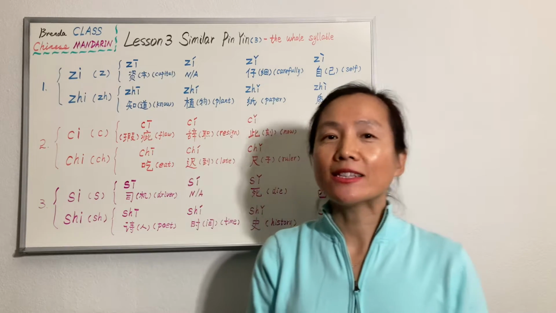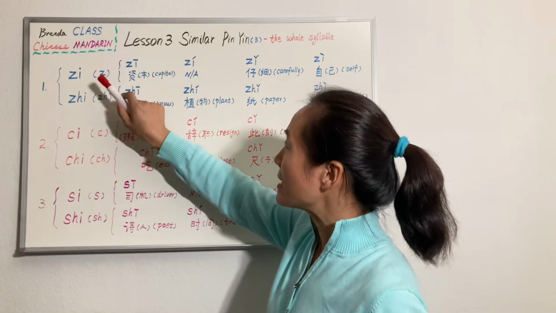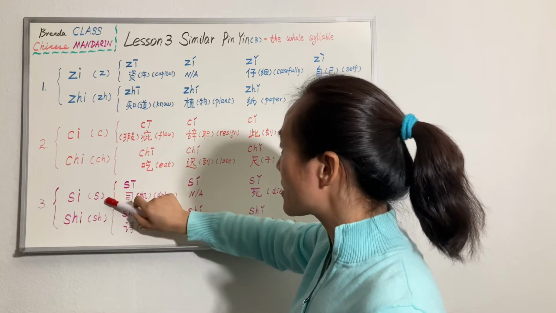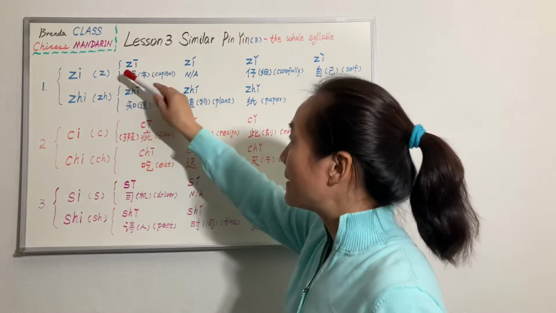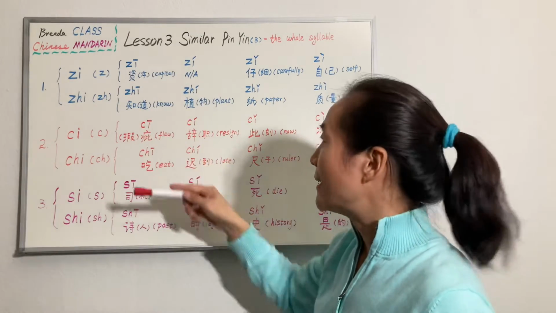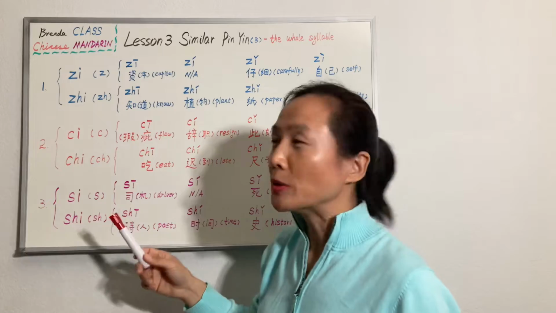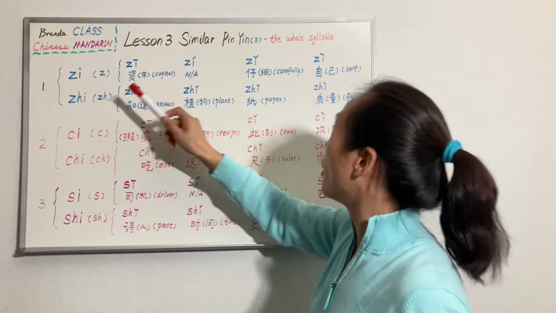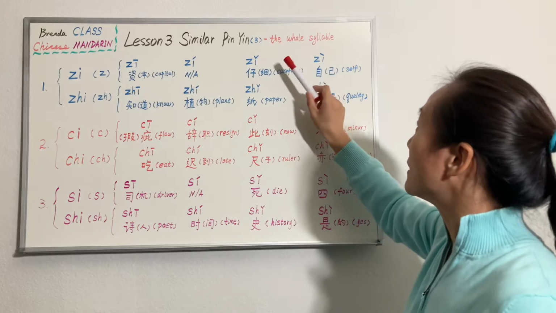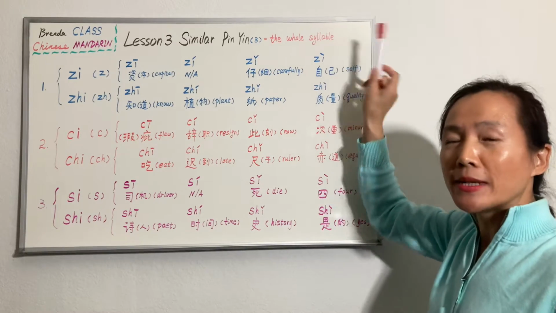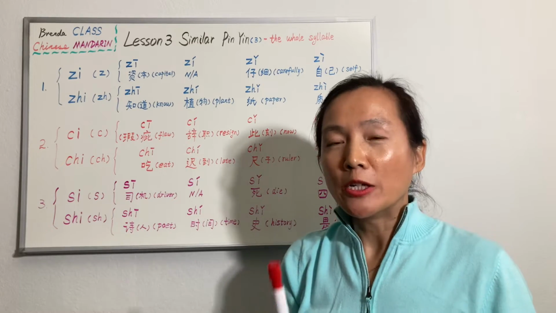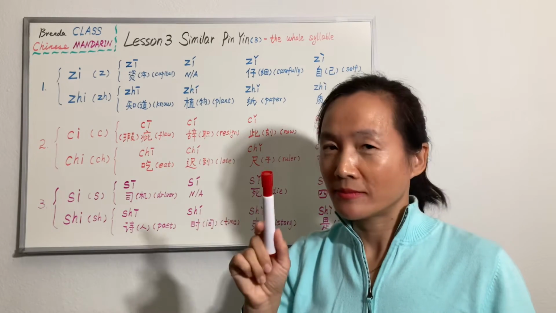In last lesson, we learned zi, zhi, ci, chi, si, shi. They are initials. Today, we will continue to learn this similar pinyin. They are the whole syllables. The whole syllable means that you cannot separate them. You need to read them directly.